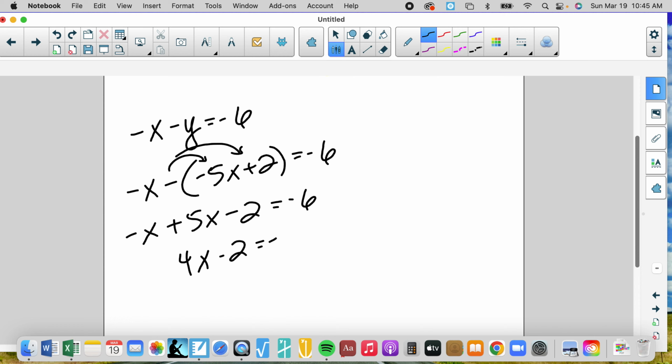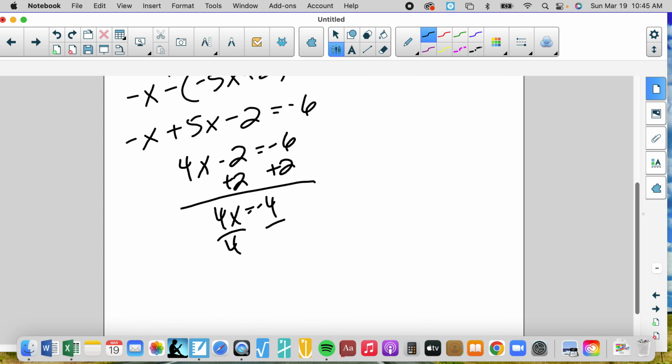4x minus 2 equals negative 6. Add 2, add 2. 4x equals negative 4. Divide by 4, x equals negative 1.